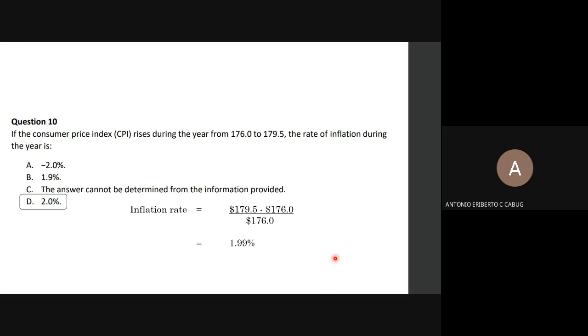The correct answer is letter D. Ha? Ira-round up na yan. Siyempre, i-divide natin saan nanggaling, no? It came from 176 to 179.5. Divide it by 176, ha? Please take note of that.